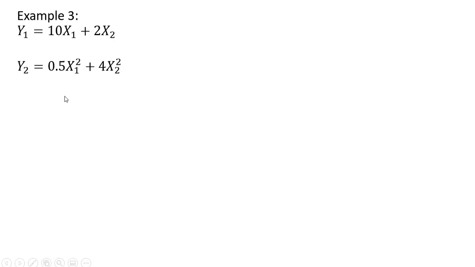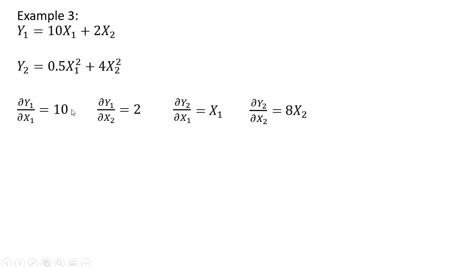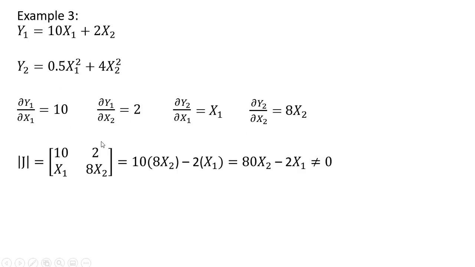Example 3. Getting our partial derivatives. Placing them in our Jacobian matrix here, getting the determinant. And in this case, the determinant does not equal 0. So we have functional independence between these two functions.